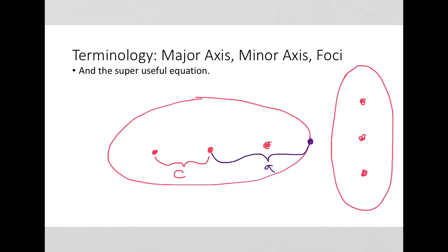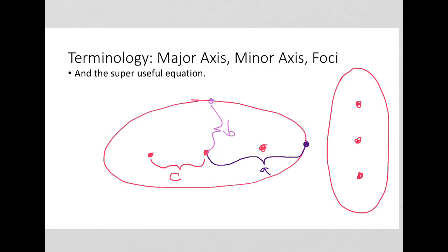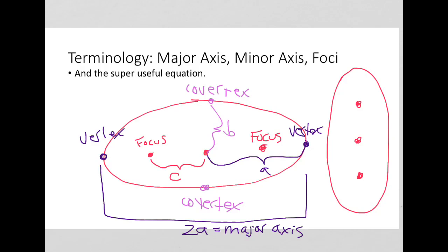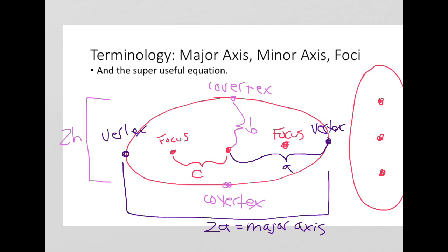And then finally, going straight up from the center, we have b, which is the distance from the center to the co-vertex. So then if you look at the total distance from vertex to vertex, that length has to be 2a, and that is referred to as the major axis. It is the longer of the two axes. If you look at the distance from the co-vertex to the other co-vertex, that has a length of 2b, and that is the minor axis right there.